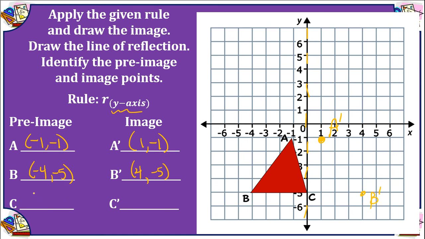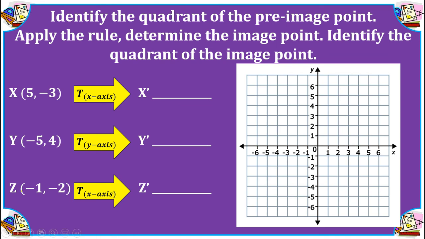negative 5. And then C is 0, negative 5. And a 0 is neither positive nor negative, so it just remains the same. So C and C prime are the same ordered pair. And that does make sense if each vertex is equally distant from the line of reflection. So C and C prime are 0 units away from our y-axis.